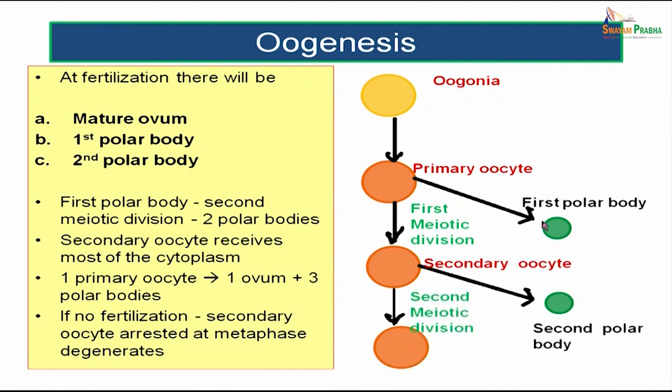After that, the secondary oocyte will undergo the second meiotic division. Usually the second meiotic division is arrested at metaphase, and it will be completed only if fertilization happens. If fertilization happens, the secondary oocyte will be converted into a mature ovum and release its second polar body. Sometimes the first polar body will also undergo meiotic division and give rise to two polar bodies. In the end, we can see a mature ovum with three polar bodies instead of two.